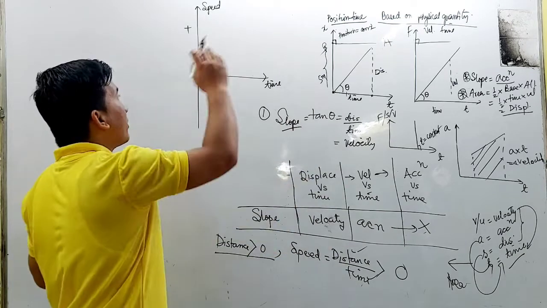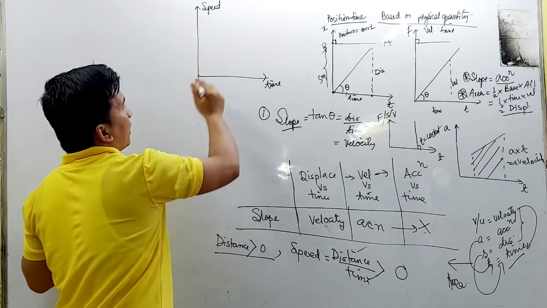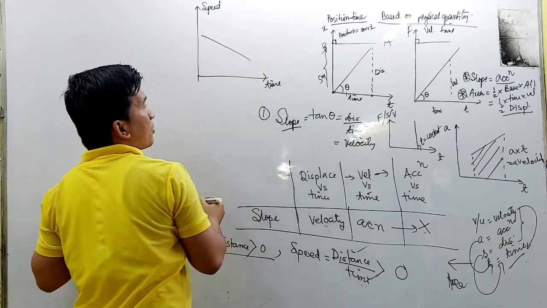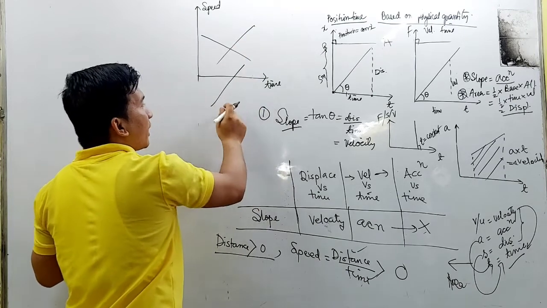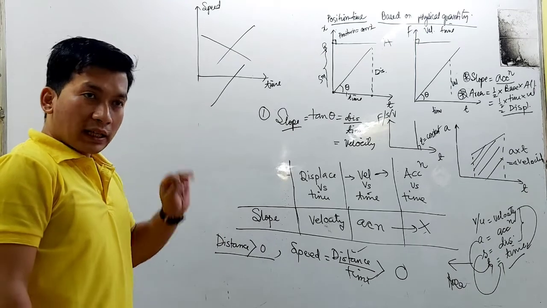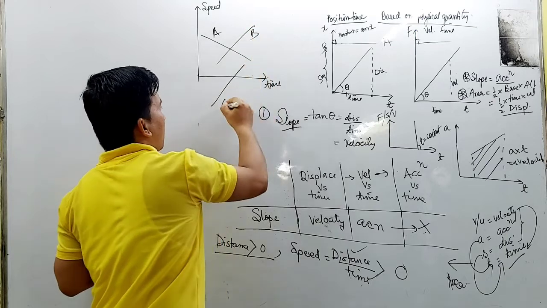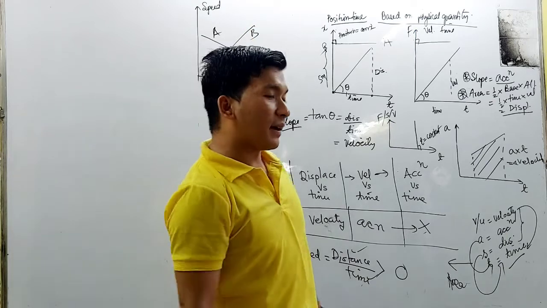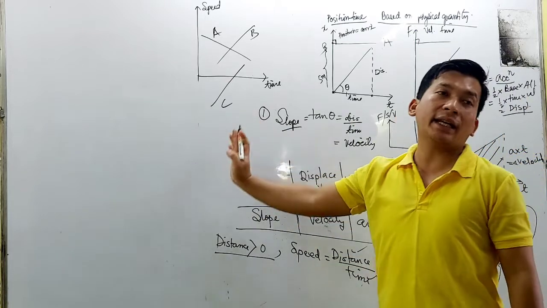Therefore, if a graph is to be drawn between speed and time, it may be drawn like this, but the graph must not enter the negative axis. This is graph A, graph B, and graph C. So which one will be correct? A and B can be correct. However, C can never be correct.